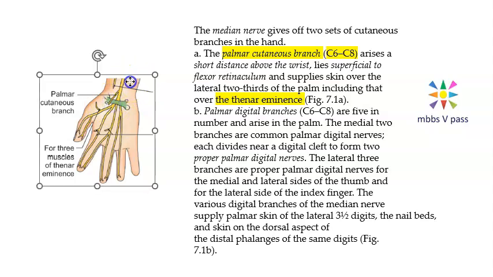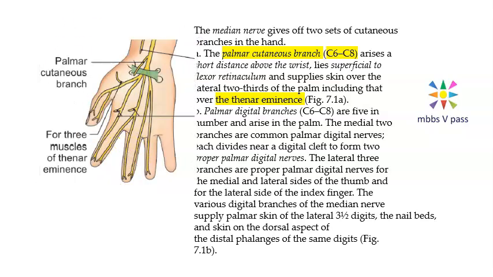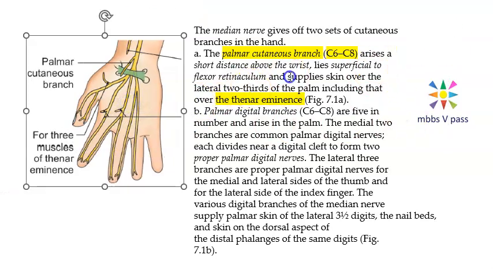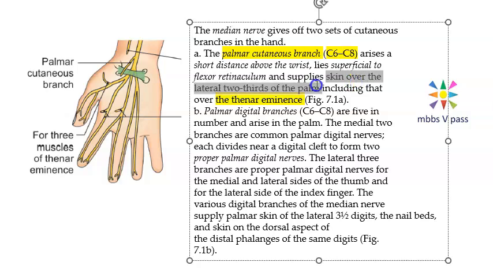So look at this hand. Okay, this hand, you should know how the supply is coming. So here you have the median nerve, which is coming. It is mostly going under the flexor retinaculum. But there is one small portion which is a branch, that is the palmar cutaneous branch, which is above the flexor retinaculum. So this palmar cutaneous branch is superficial to the flexor retinaculum. So it's written here, you can see. Correct? So this one is supplying the skin over the thenar eminence.